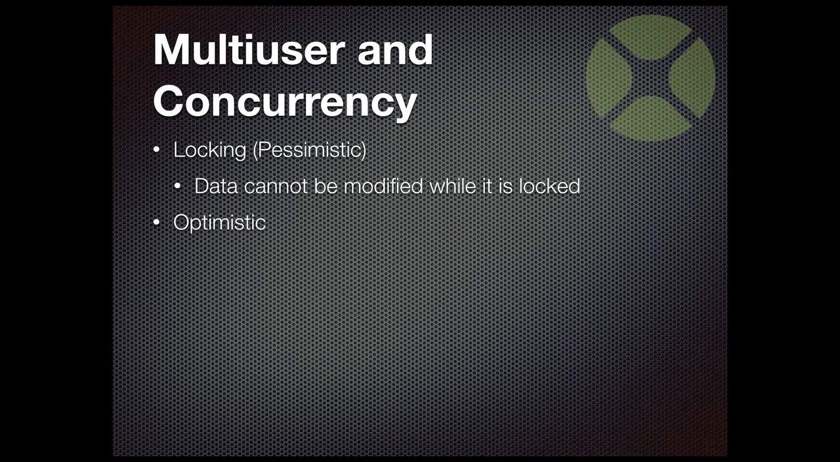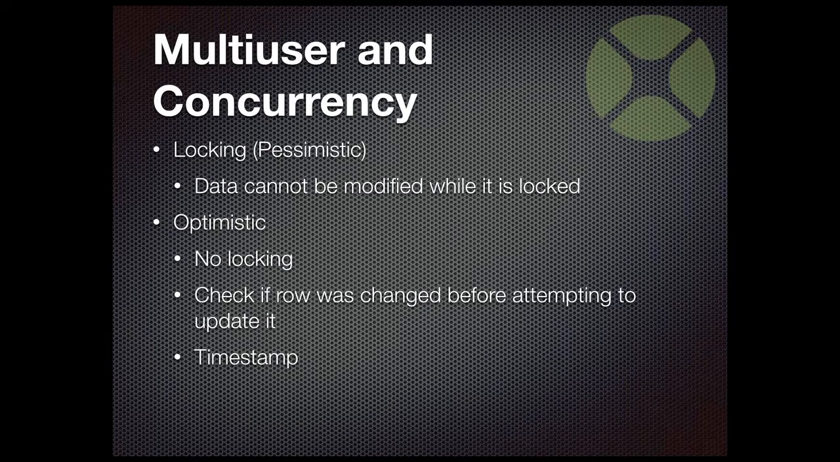The other technique is to use optimistic concurrency control, which is essentially no locking. Instead, you check if the row was changed before you attempt to update it. This is commonly done using a timestamp of some sort. The way this would work is the first user would open up the customer record, be editing stuff on the client, not save anything, and then leave for lunch.